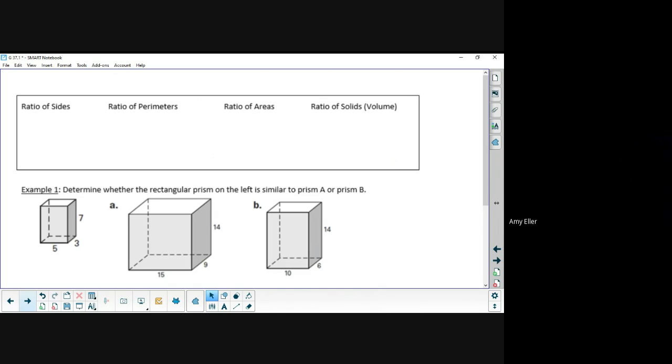So in your notes, if you would, under sides, let's write A to B, because we don't know the numbers. Let's just say the numbers are A and B. The perimeter ratio is going to be exactly the same. Area is going to be squared, so we don't know the number, but just write A squared over B squared. In volume, A cubed over B cubed.